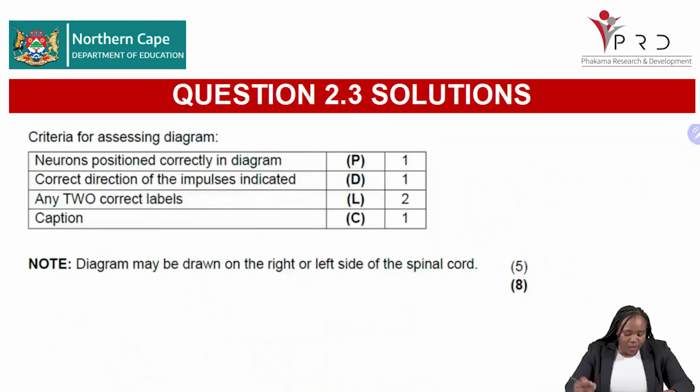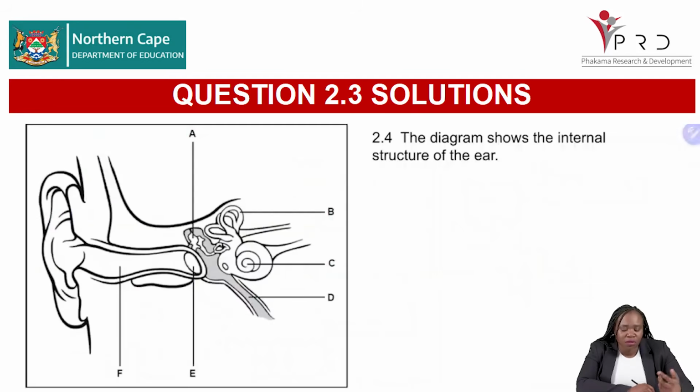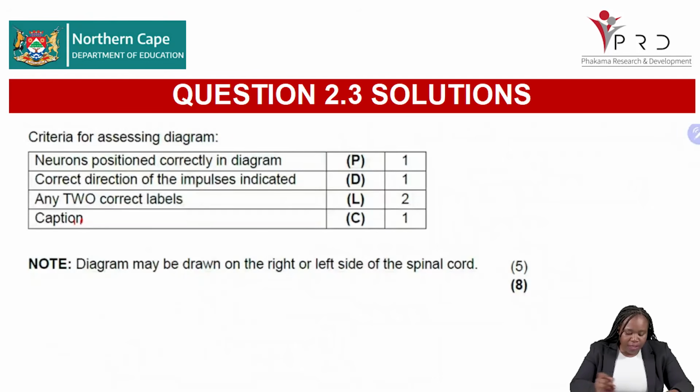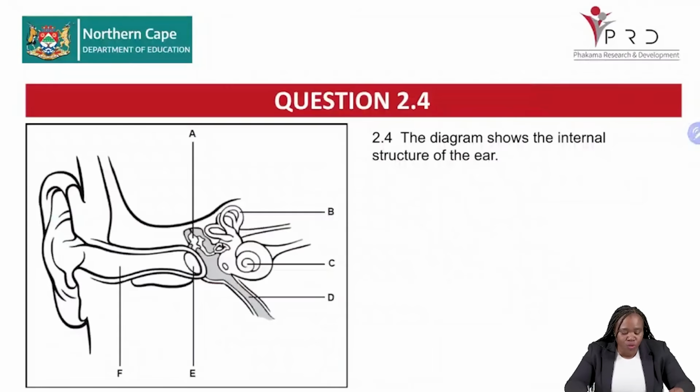Right. Last one, the caption. As I said, first thing first, have your caption. It is somewhat of a free mark, so make sure that you have that. Okay, so that is what we have for the diagram. The diagram may be drawn on the left side or on the right side of the spinal cord. It really doesn't matter which side you draw it.